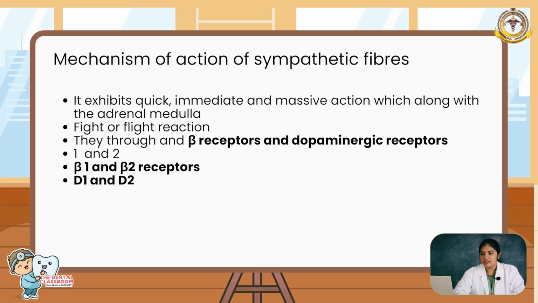Mechanism of action: they exhibit a very quick and immediate response in the body, and it is also very massive with the help of the adrenal medulla, which releases catecholamines that reach the other organs of the body through circulation and carry out the action, that is the fight or flight reaction. So this happens through three types of receptors: alpha, beta and dopaminergic receptors. Alpha is further divided into alpha 1 and alpha 2 receptors, beta is further divided into beta 1 and beta 2 receptors, and dopaminergic receptors are of two types, D1 and D2 receptors.